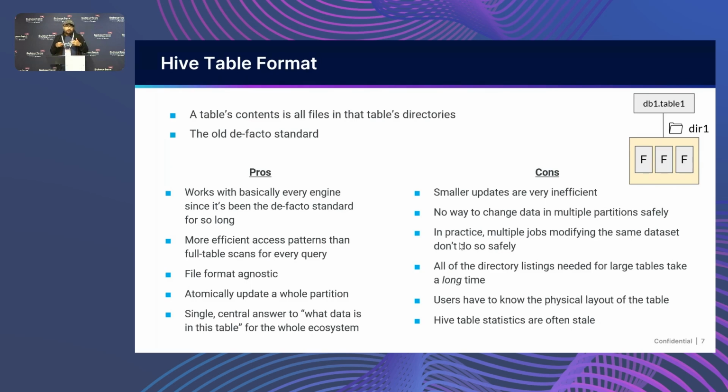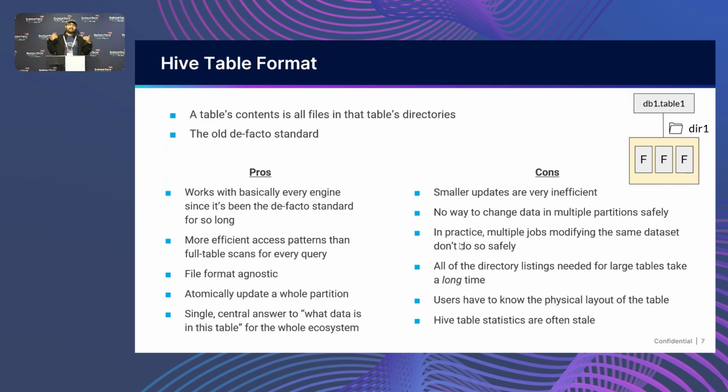But when it came to more granular changes, like wanting to update a row, you'd have to update the whole partition. So smaller updates were inefficient, and concurrent updates were really difficult. Having to list all these directories and subdirectories for partitioning would slow down queries. So there were all these imperfections with that way.